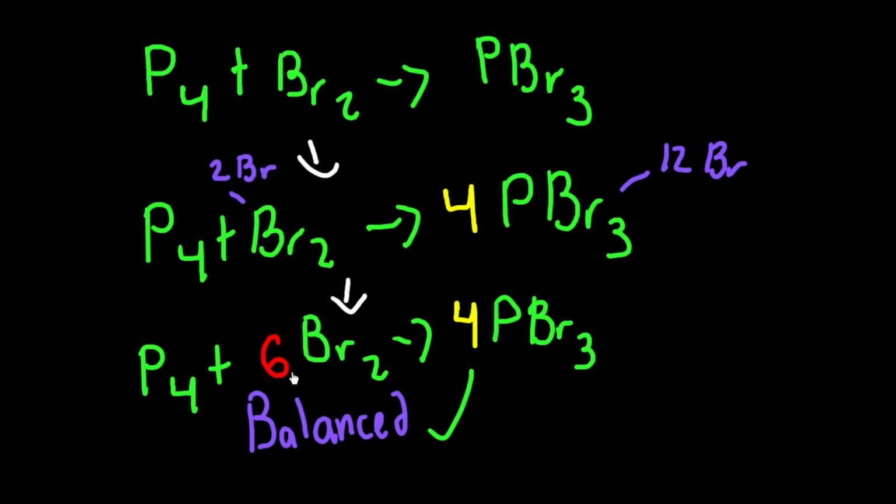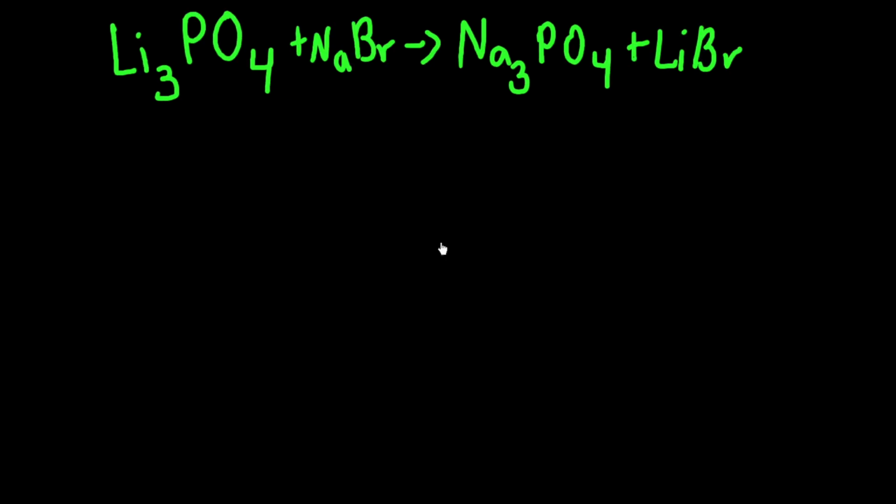So what can you add to Br2 to make it 12? What times 2 equals 12? Well, 6 times 2 equals 12. So P4 plus 6Br2 yields 4PBr3. And if you want to check this, you can see there's 4 P's here, 4 P's here, 12 Brs here, and 12 Brs here. So it's a completely balanced equation. So try doing this one by yourself and then pause the video and then come back if you didn't get the answer, or if you did get the answer, then cool.